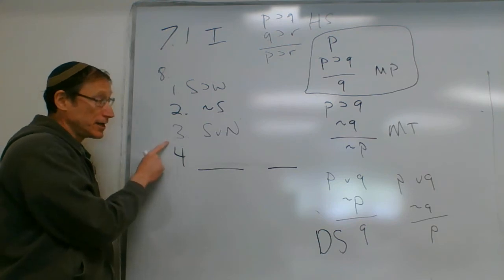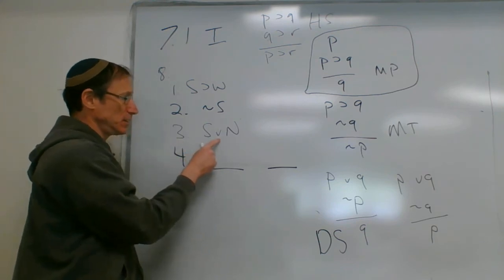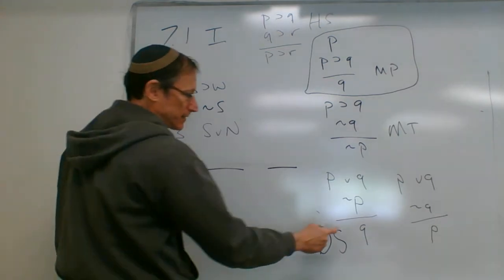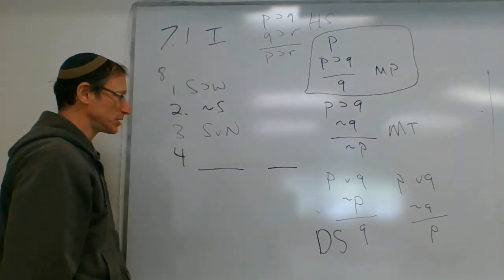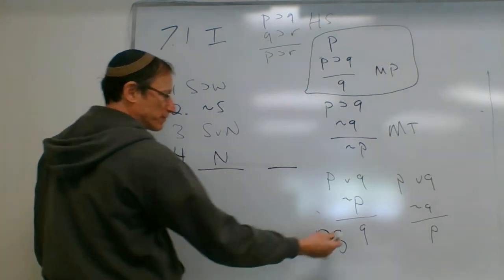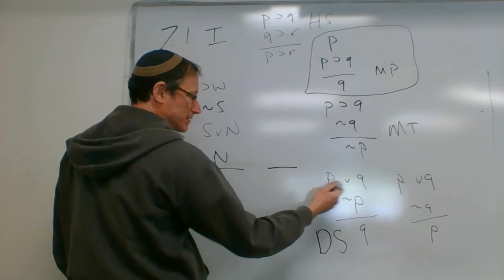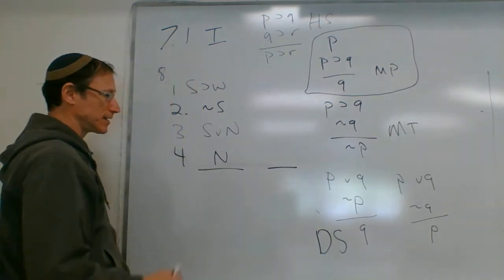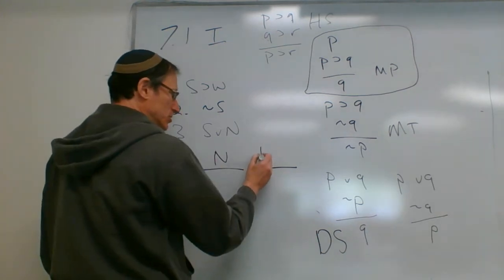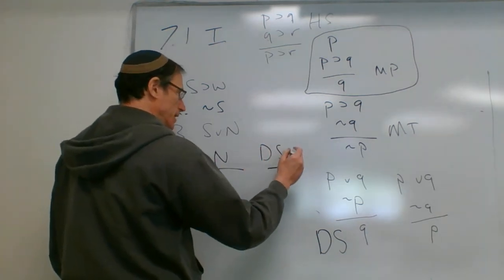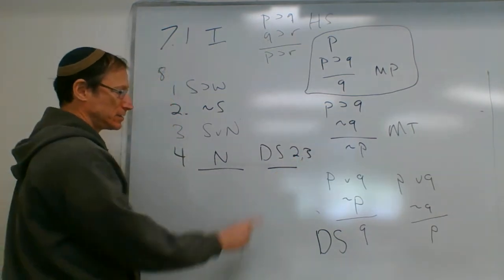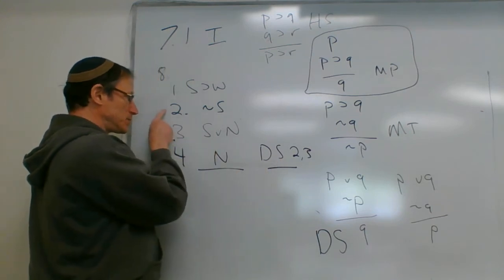However, I look at 3, I see, aha, I have a disjunction, and I have the negation of the left-hand side. That matches up with DS, disjunctive syllogism. So I'm going to say N, because that's what you can infer: if you have the negation of the left-hand side, you can infer the right-hand side by itself without adding on a tilde. And I'm going to say disjunctive syllogism, and I'm going to say 2 and 3. Now what that means is I'm saying disjunctive syllogism using steps 2 and 3.